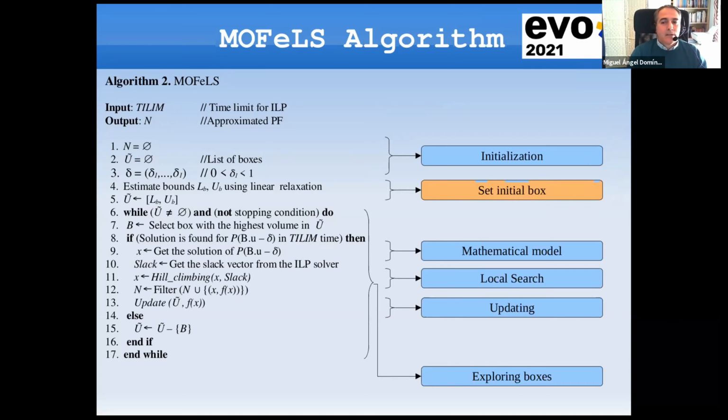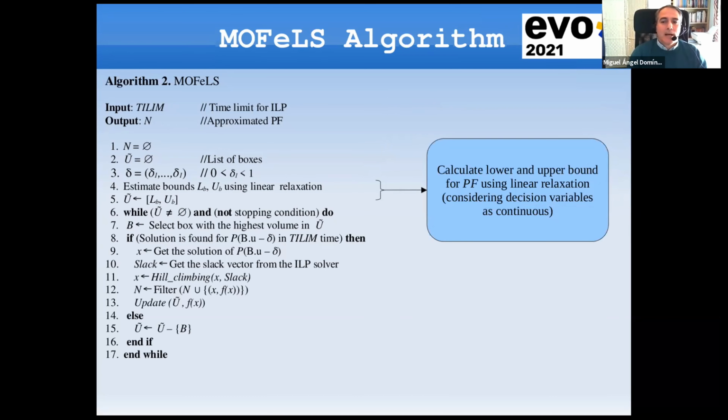In the second part, we calculate a lower bound and an upper bound for the Pareto Front using linear relaxation. The lower bound will be fixed during the execution, and it's a lower bound for the ideal point.